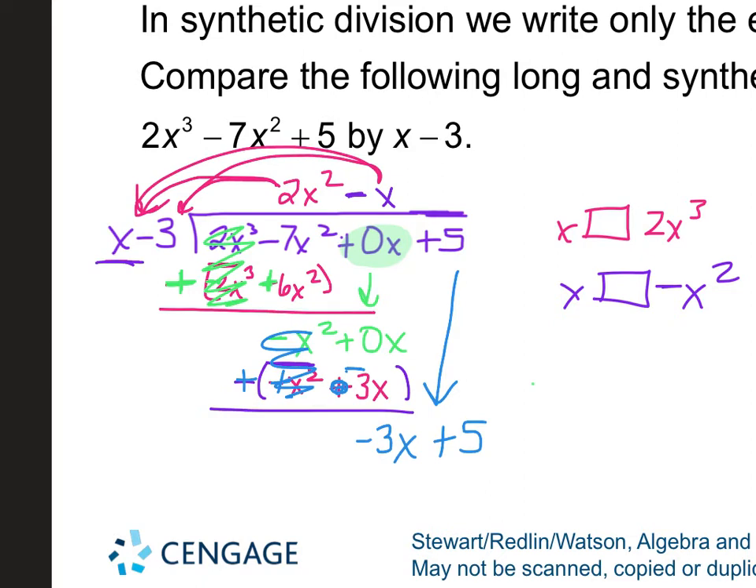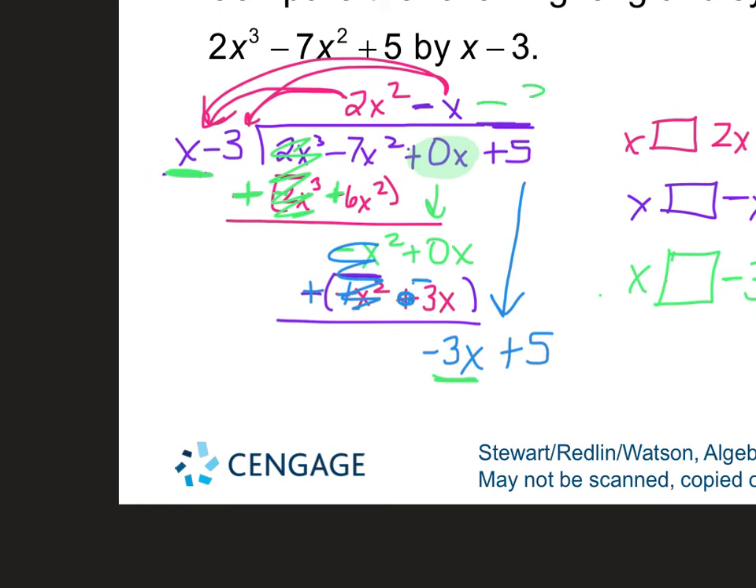First term into first term. So x times what gives me negative 3x? Negative 3. Good. Before we multiply, let's get our subtraction set up. So now we multiply. We're going to say negative 3 times x is negative 3x. Negative 3 times negative 3 is positive 9.